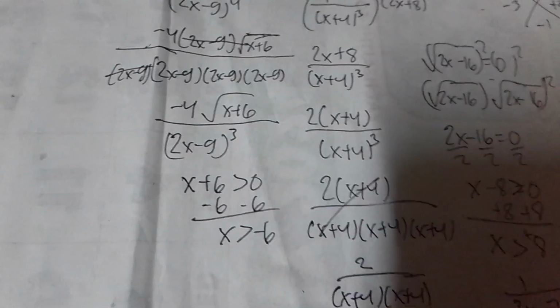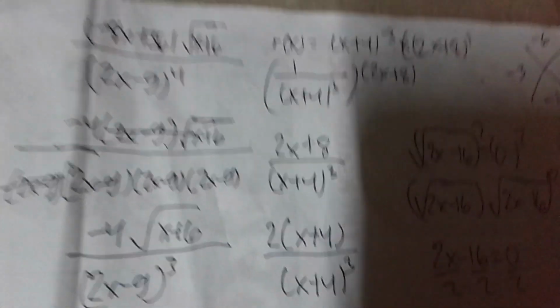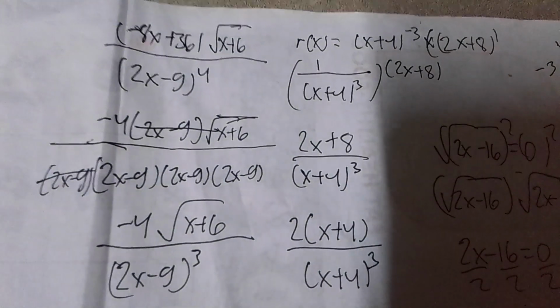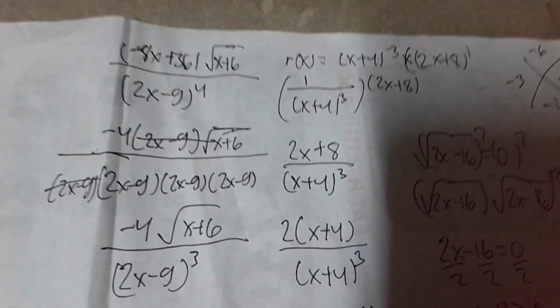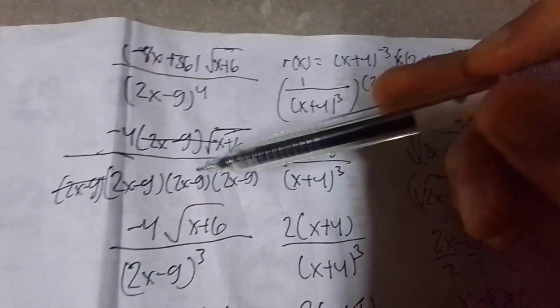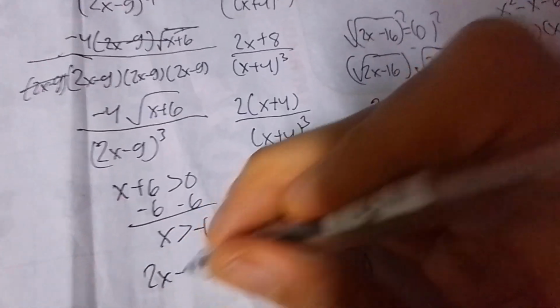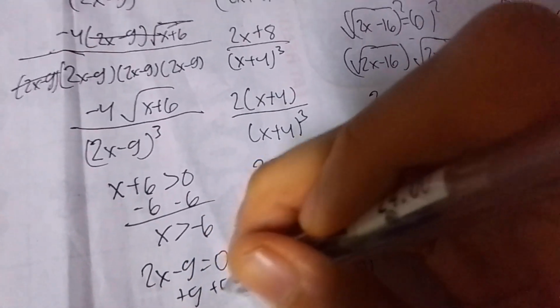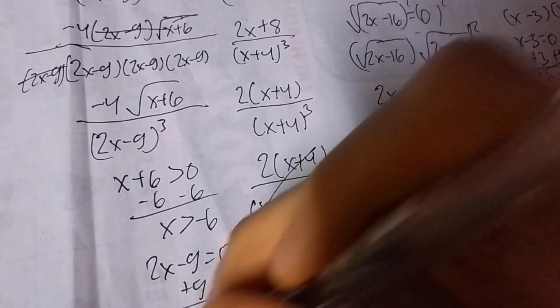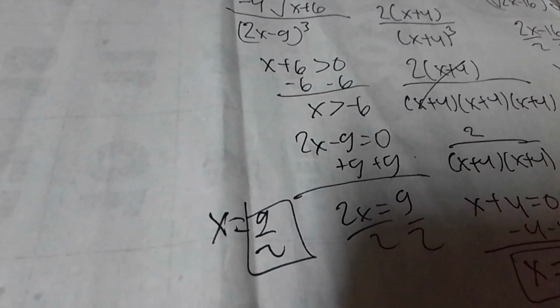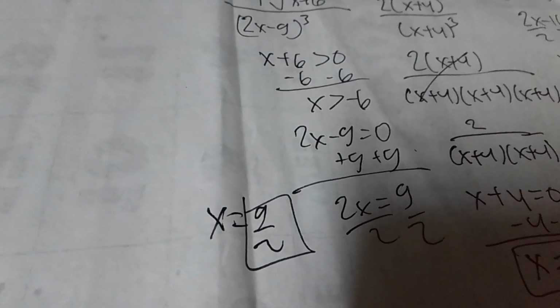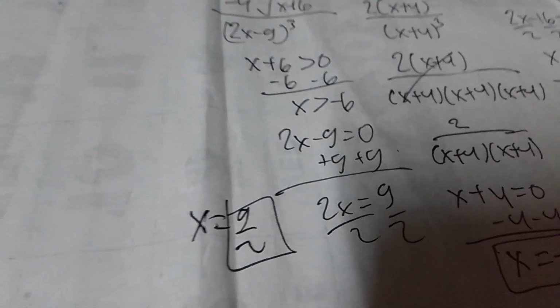But are we done? Not yet, because we still need to work out the denominator. In the denominator, we have 2x minus 9. We don't need to solve for all, we just have to solve for only one, because they're all identical. So we have 2x minus 9 equals 0. Add 9 to both sides, then 2x is equivalent to 9. Divide both sides by 2. Therefore, x must not be equivalent to 9 over 2. If x were equivalent to 9 over 2, that makes the function undefined. So therefore, that's our answer.